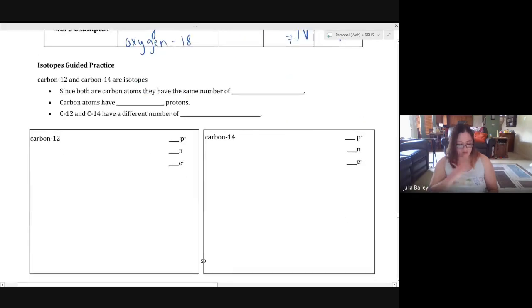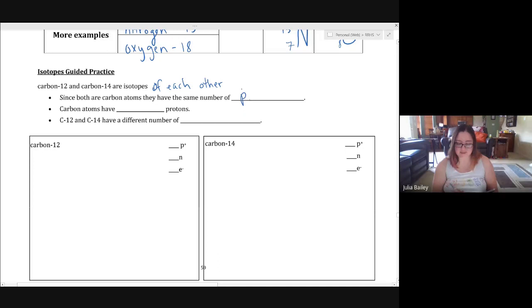So there's some guided practice here. We're going to draw and compare and contrast these isotopes. Carbon 12 and carbon 14 are isotopes of each other. That's how you say this. They are isotopes of each other. They are both carbon. Because they are both carbon, that means they have to have the same number of protons. That's the definition of how you know which element is which. If it's carbon, it has to have a certain number of protons to be carbon, and any atom with a different number of protons is not carbon.